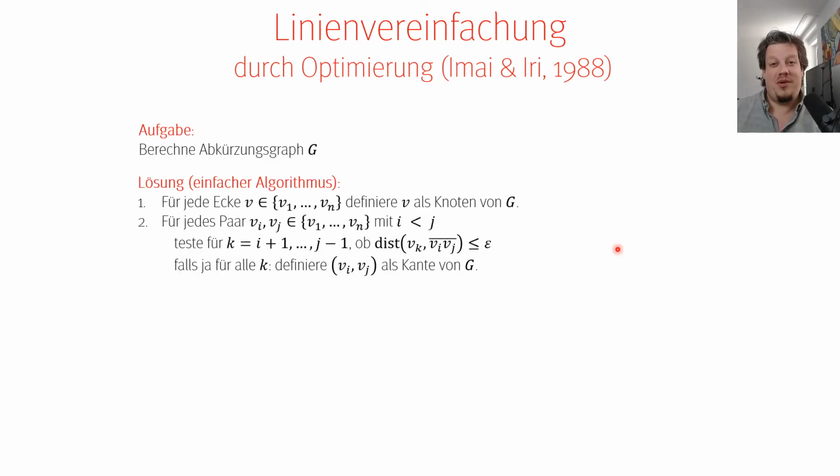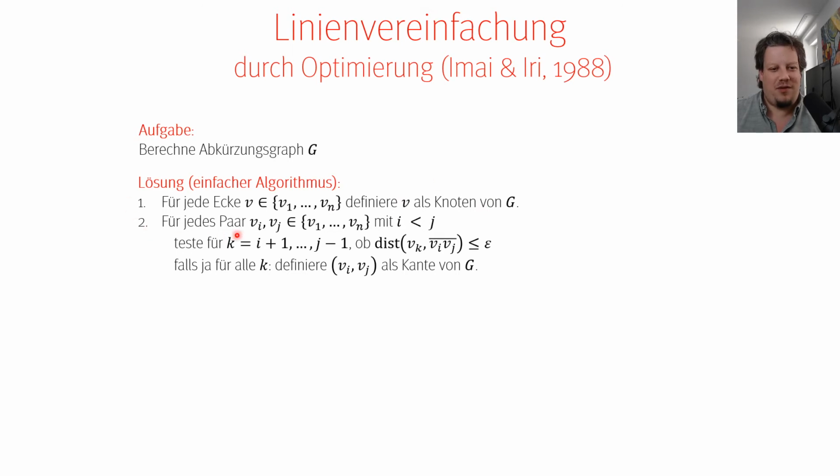So that step is going to be fine. I can calculate the shortest path, but how do I get this graph? That's something that we're going to see multiple versions of. And the easiest thing to do is the following. For every vertex, I take that vertex as a node of my graph.